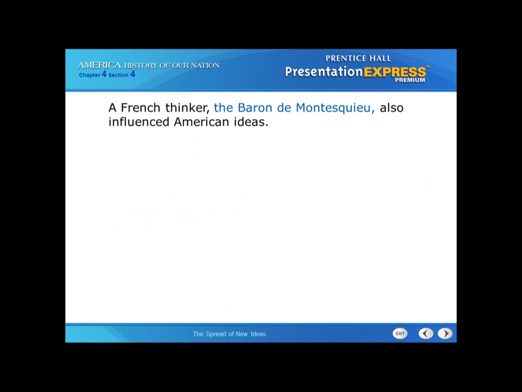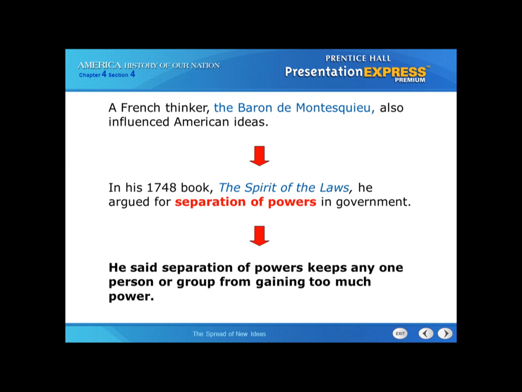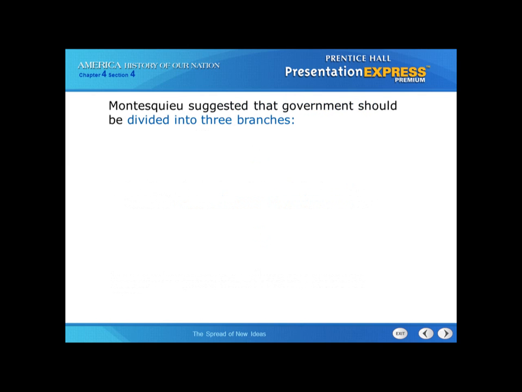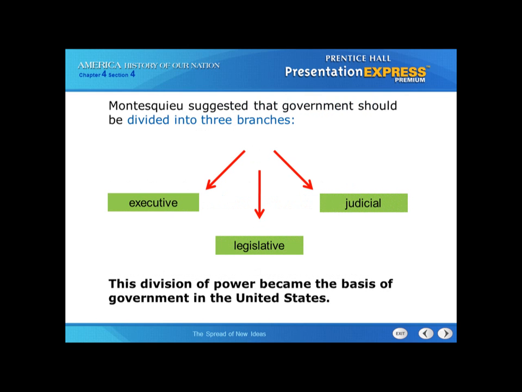Another thinker, Baron de Montesquieu, influenced American ideas. In his book, The Spirit of the Laws, he argued for the separation of powers. He said that separating powers, the legislative, the executive, the judicial, keeps any one person from gaining too much power. And these branches are what I just said, the executive, the legislative, and the judicial. And again, this too would become the basis of government in the U.S.